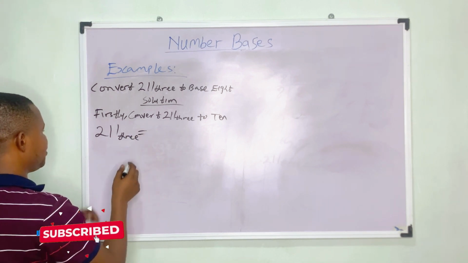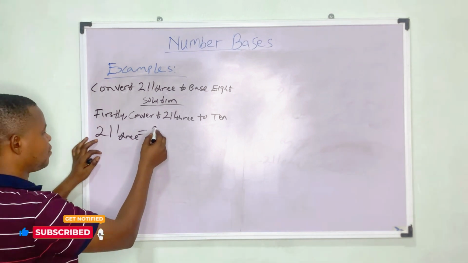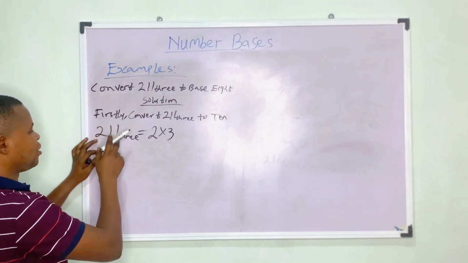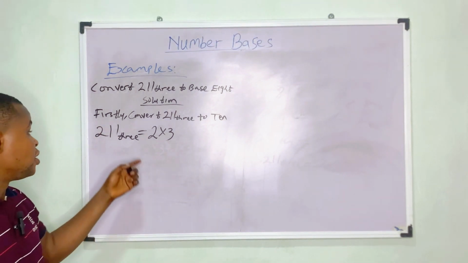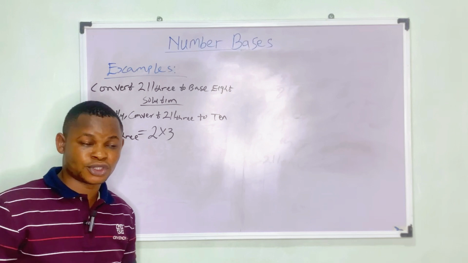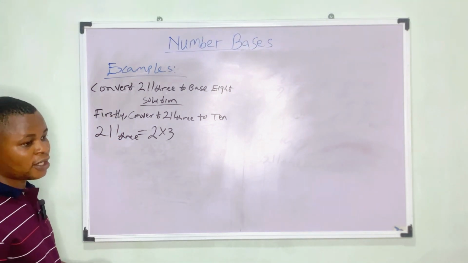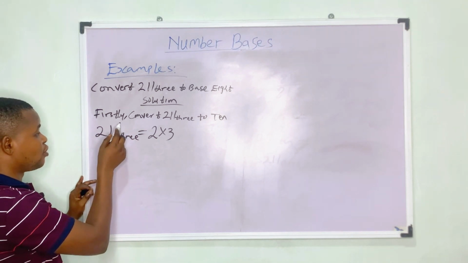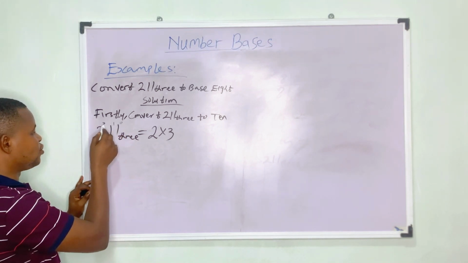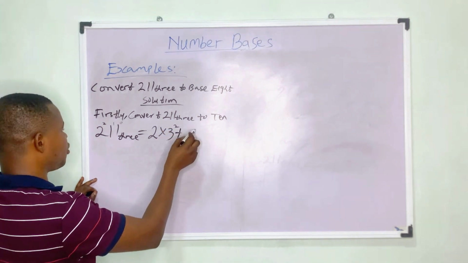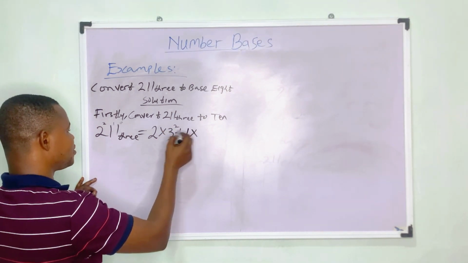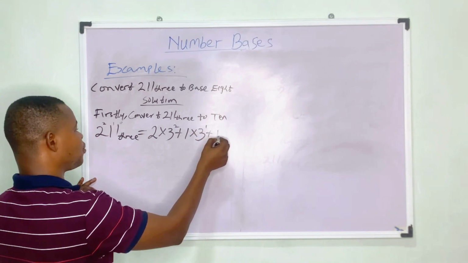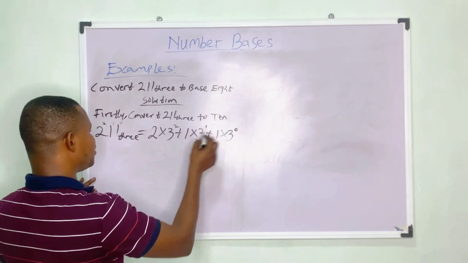You now pick this number one after the other. 2 multiplied by the base, which is 3, and raised to power. Don't forget, like I told you, it's not necessary that you put it as long as you know what you are doing. But for the benefit of those that haven't understood yet, we assign power to each of these numbers, starting from 0, 1, and 2. And this will now be raised to power of 2, plus 1 times the base, which is 3, raised to power of 1, then plus 1 times 3 raised to power of 0.